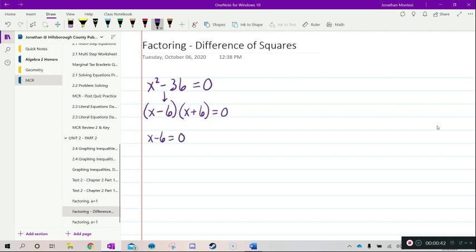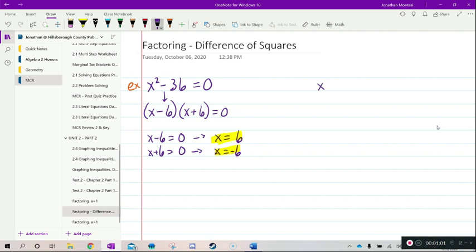So whenever you're solving a difference of two squares, your answers will be two opposites. This one being 6, and this one being negative 6. Okay? That's really all there is to that one. So let me show you a couple examples.